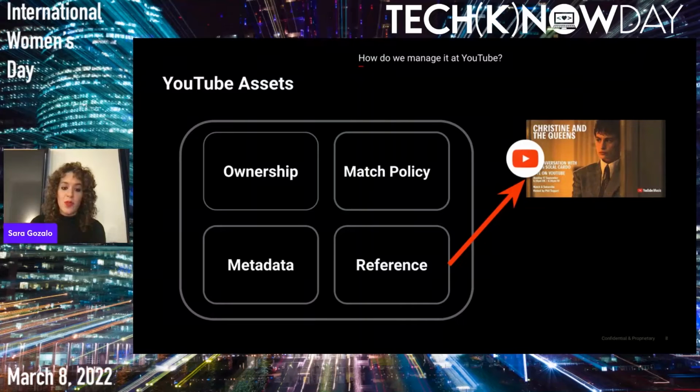So a YouTube asset has 4 things. It embeds the metadata around ownership, so who owns this asset. It has all the metadata around it, like in this case, video title, or as we saw before, the artist name. It also has what we call the reference, that is the video file or the audio file itself, and lastly the match policy. In case you want to know more about the match policy, we can speak about Content ID another day, but it's basically what allows us to understand what we need to do when we find a copy of this video or we find this content in other videos.